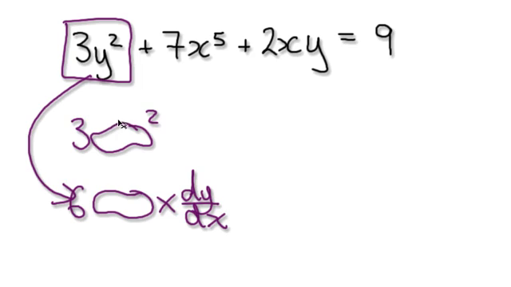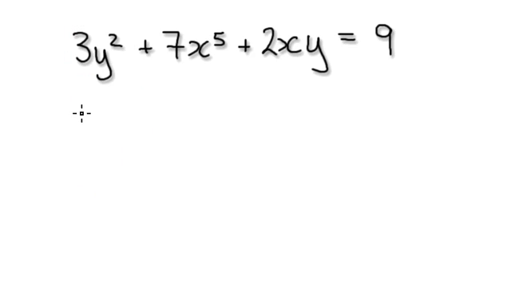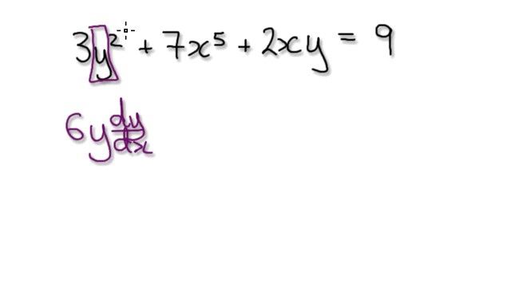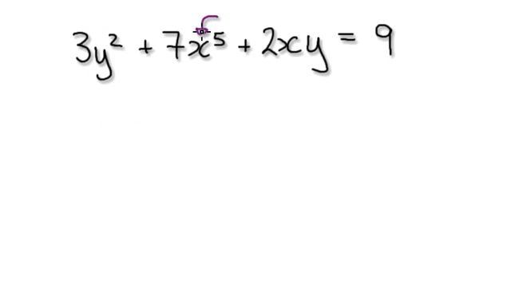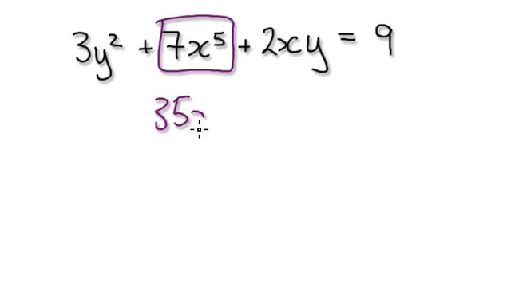So the first part will be 6y and then dy by dx. Whenever you differentiate something that is a function of x, you've got to stick this dy by dx in. Now x here is not a function of anything, it's just x, so you differentiate it normally. This bit here would be 35x to the power of 4.